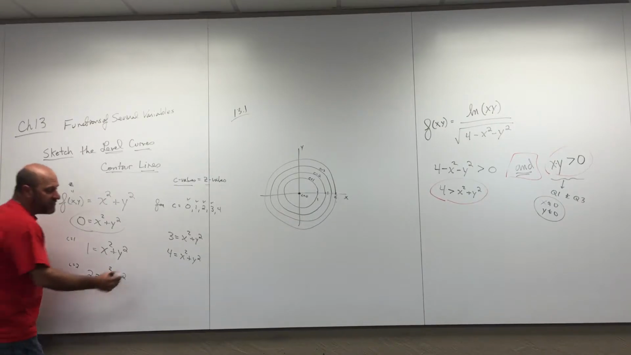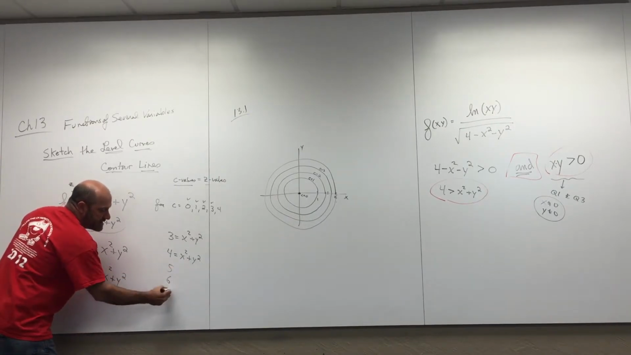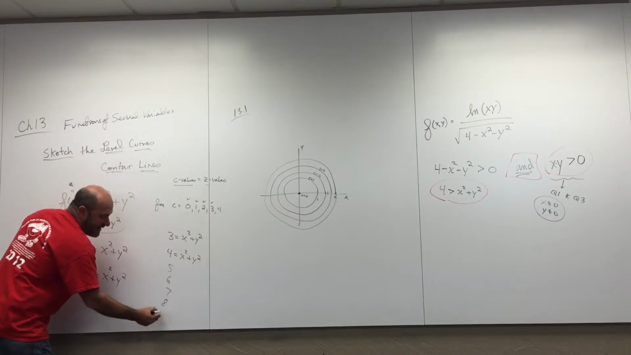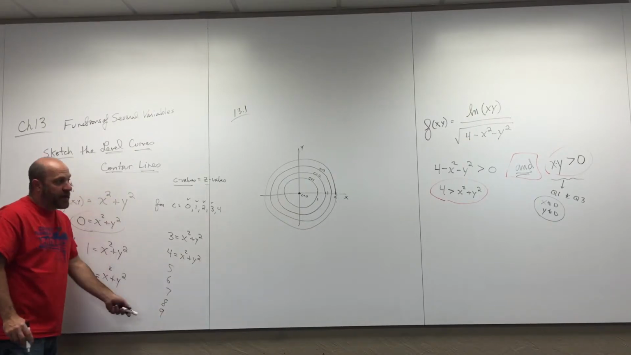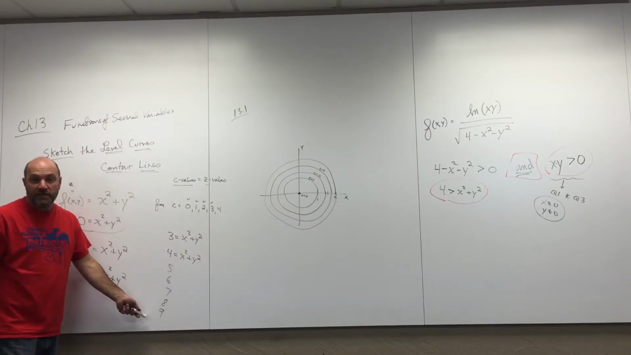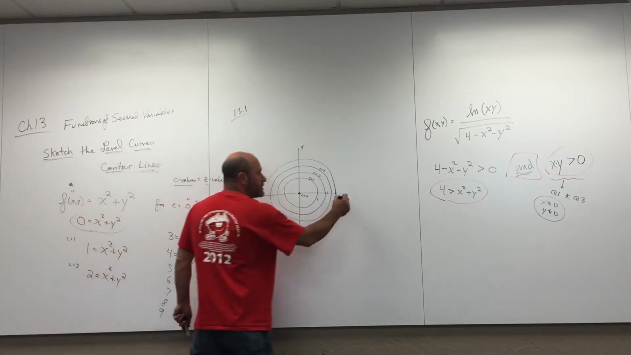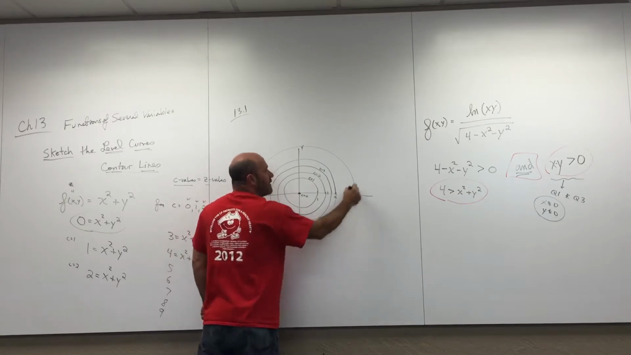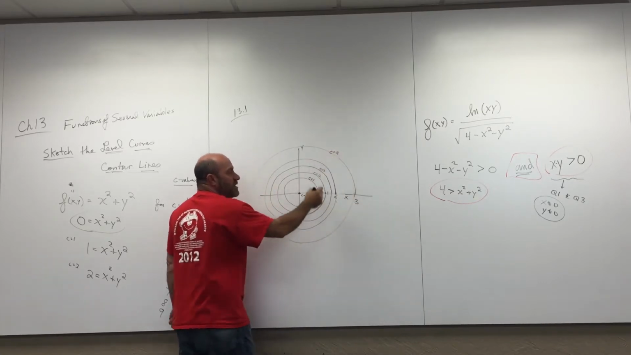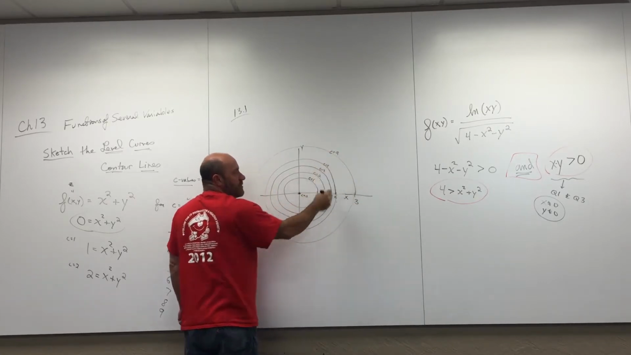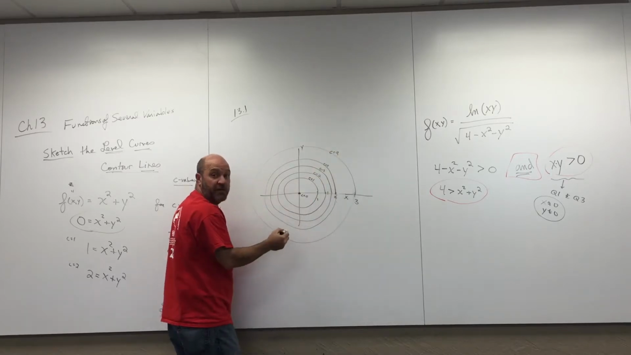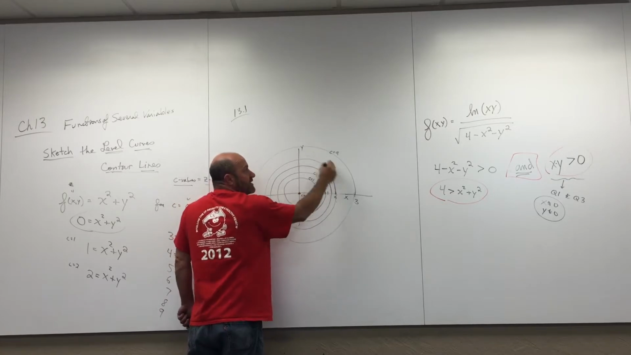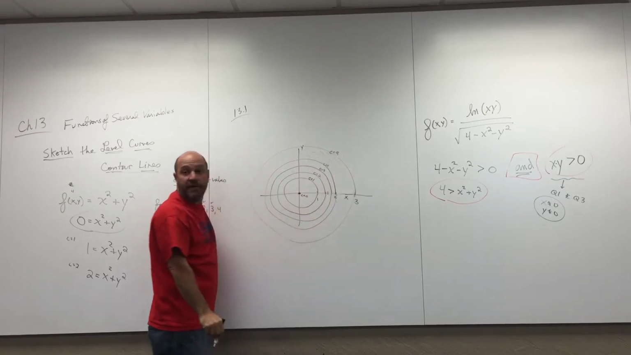Hey, what if I did 5, 6, 7, 8? When I finally got to 9, what would I have when I got to 9? Circle radius 3. Hang on. So that's c equals 9. So in between, this was c equals 4. So in between 4 and 9, there's a bunch. There's 5, 6, 7, and 8, all in between there, right?